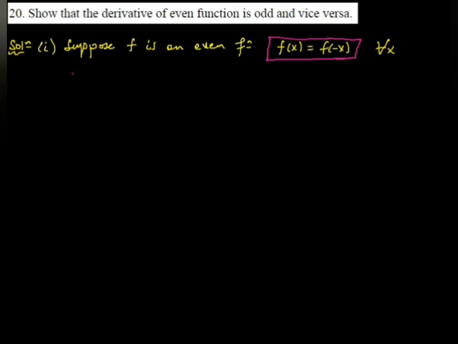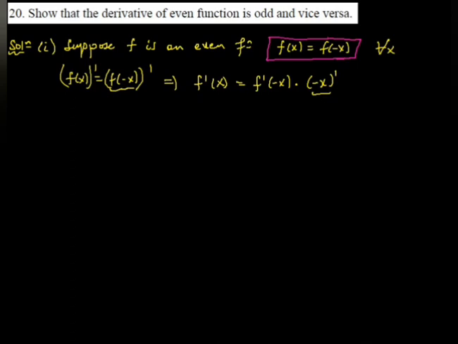So let's take the derivative on both sides. F of x and f of minus x, take the derivative on both sides. The left hand side becomes f prime of x, but for f of minus x the derivative requires the chain rule. So it becomes f prime of minus x times the inner derivative of minus x. The derivative of minus x is minus 1.